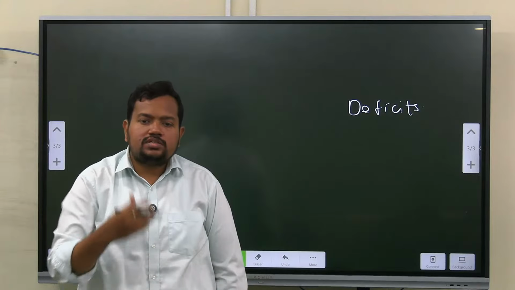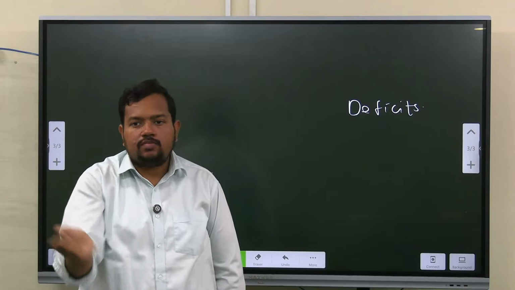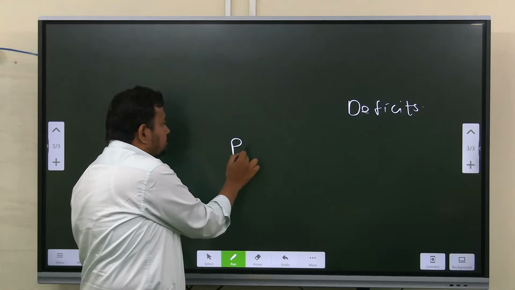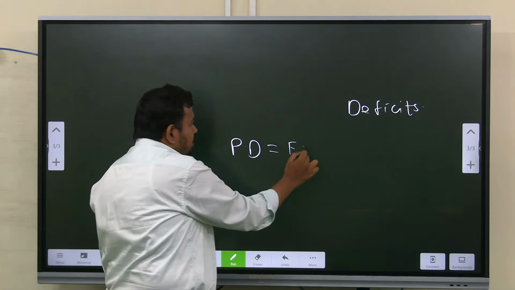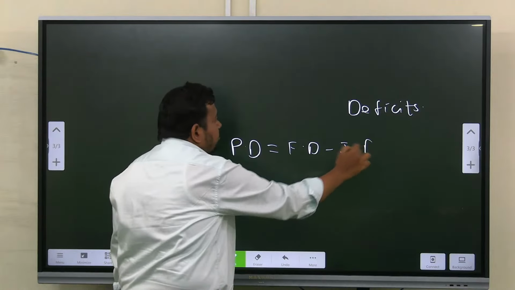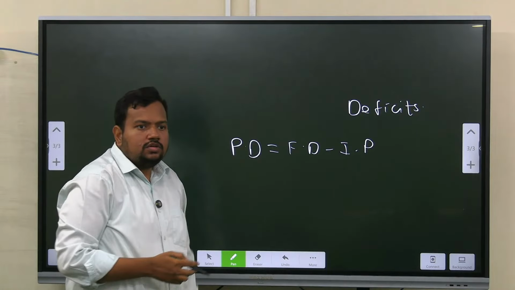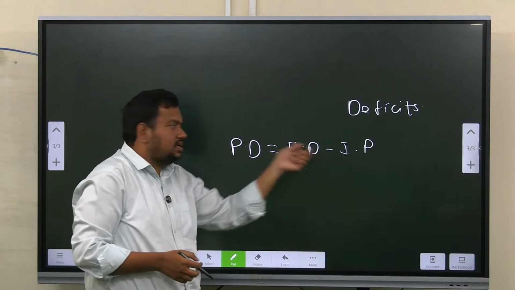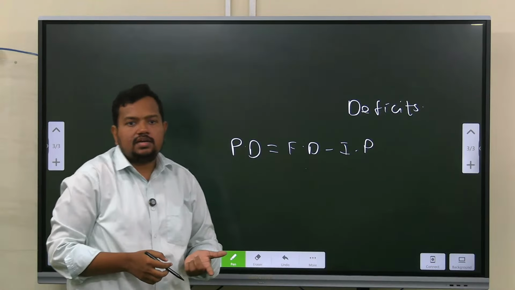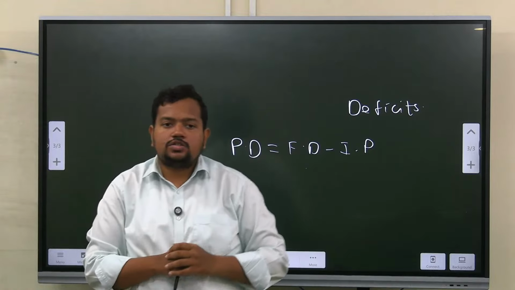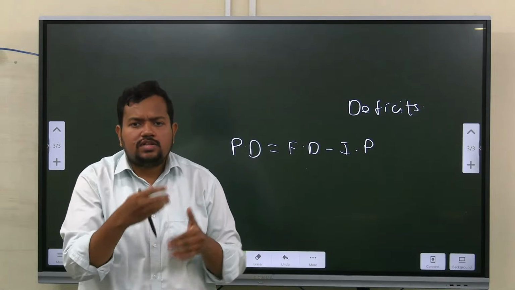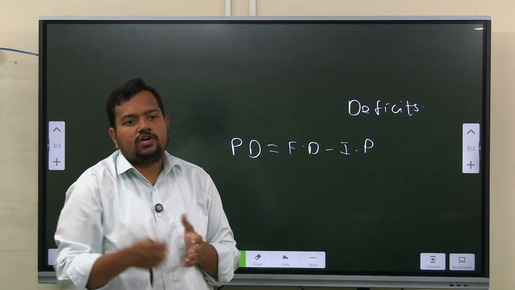Simply what we need to do is substitute them in the formulas. For example, primary deficit is like fiscal deficit minus interest payments. So they have given values related to fiscal deficit and interest payments, and they have asked what is the net primary deficit or gross primary deficit. Such simple questions were asked. Now they are testing your application of knowledge.